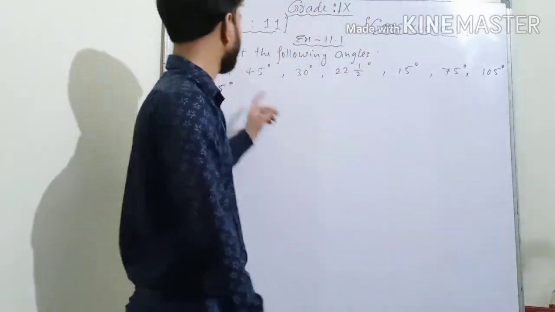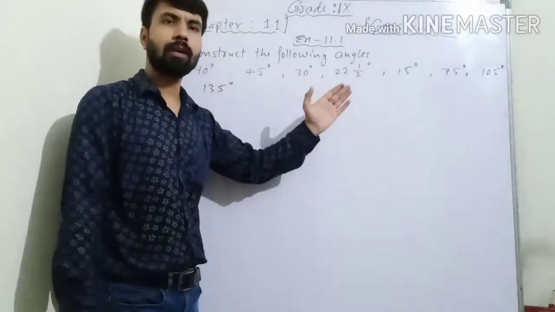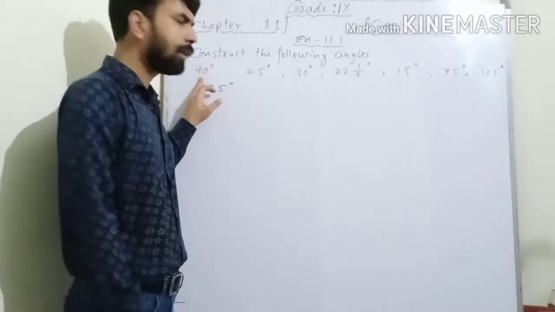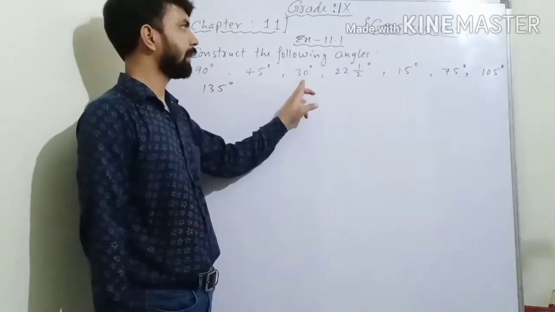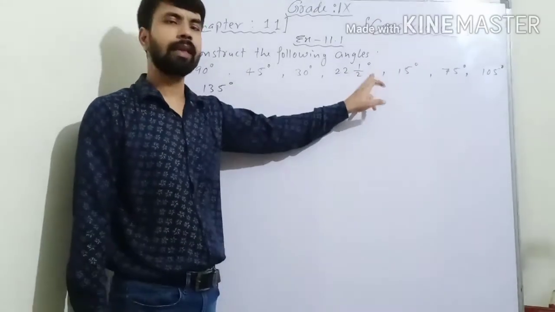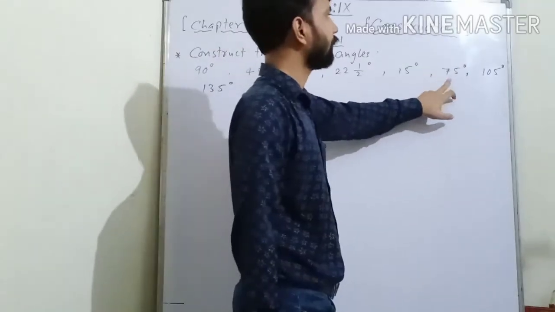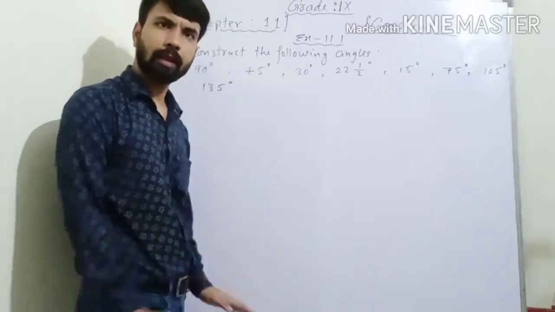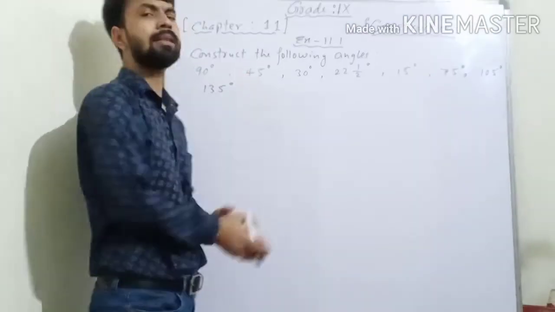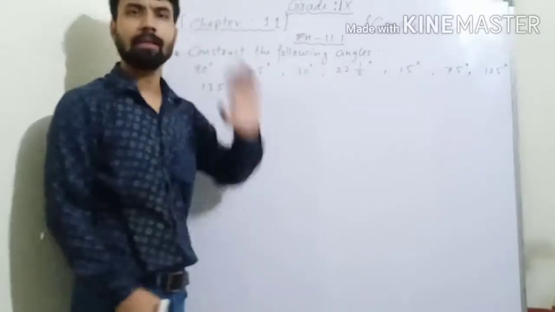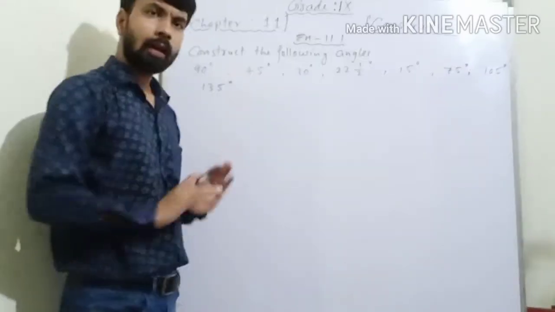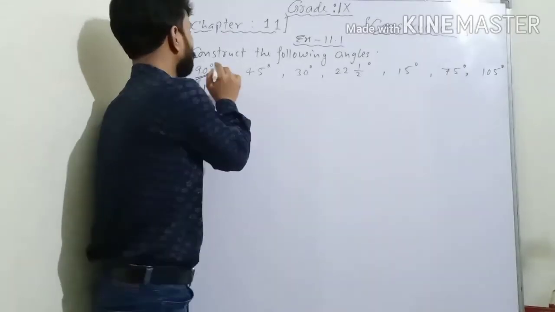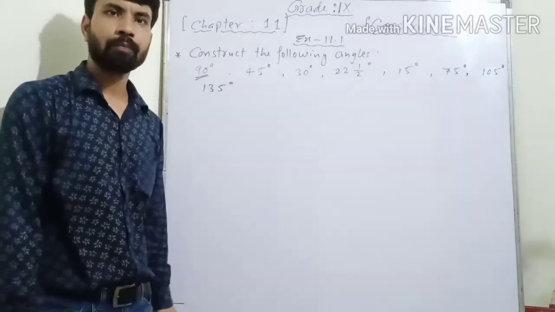Understood? So I have written all the angles which we will have to construct. Very first question, 90-degree angle. Second, 45 degree, 30 degree, 22.5 degree, 15 degree, 75 degree, 105 degree and 135 degree. Clear? Only these angles we have to construct in this exercise. Are you ready? Okay.